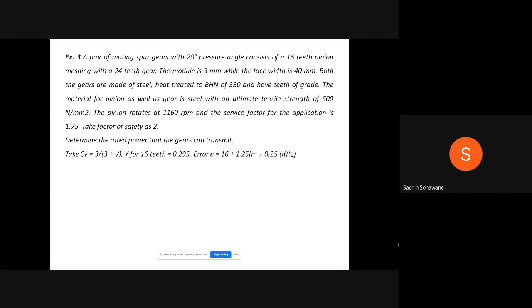Now, today we will see example number 3. Therefore, write down this example. I will give you 10 minutes or maybe 5 minutes and we will solve this example. Write down this example.